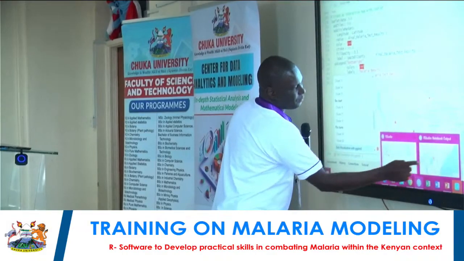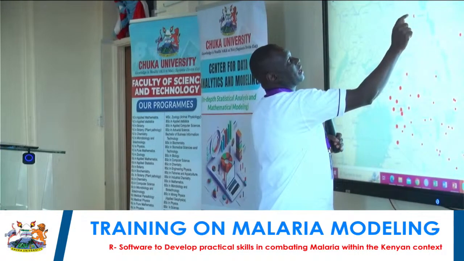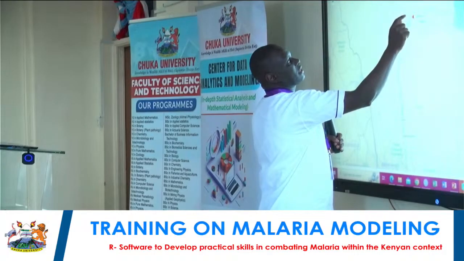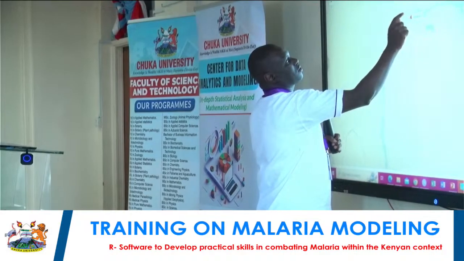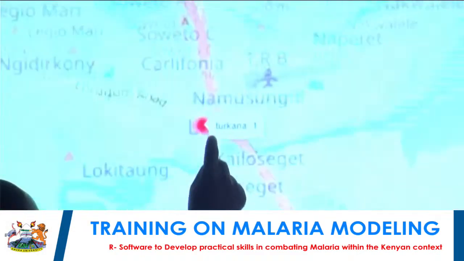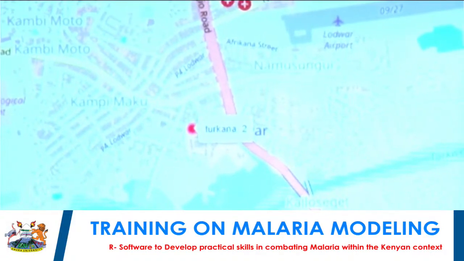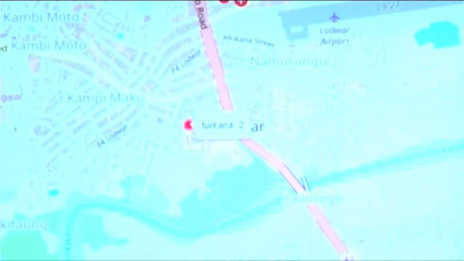Let me show you. If, for example, I want Turkana, let me go to Turkana. You can double click there to see the number of cases there. If you continue pointing, you can see where they came from, that particular village. It's just a village within that particular county. Does that answer your question?